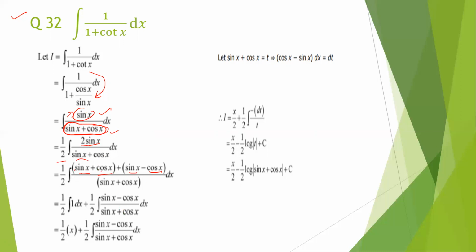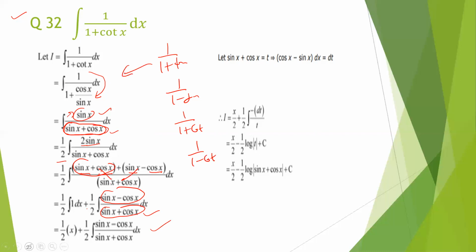Now we can write it separately, this by this cancel, and check this second part. It is the derivative of the denominator. So what is the answer? Log of denominator. Clear? Whenever there is 1 upon 1 plus tan, 1 upon 1 minus tan, 1 upon 1 plus cot, 1 upon 1 minus cot, this method is very helpful.